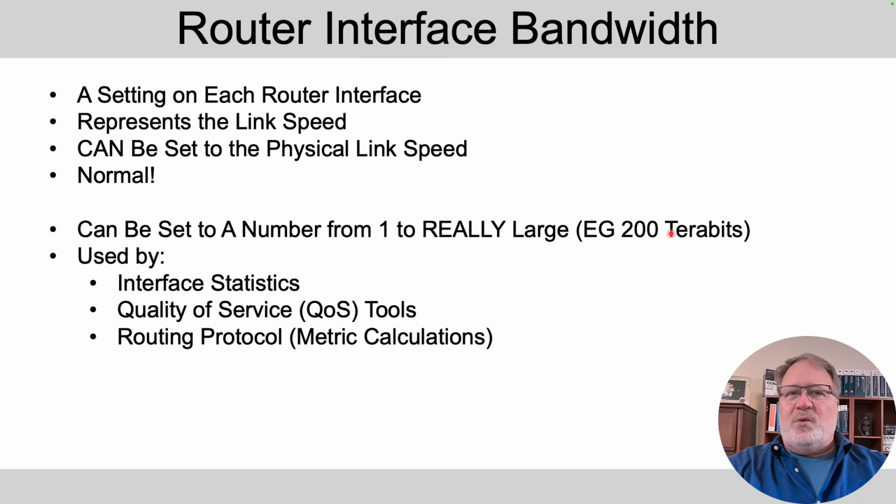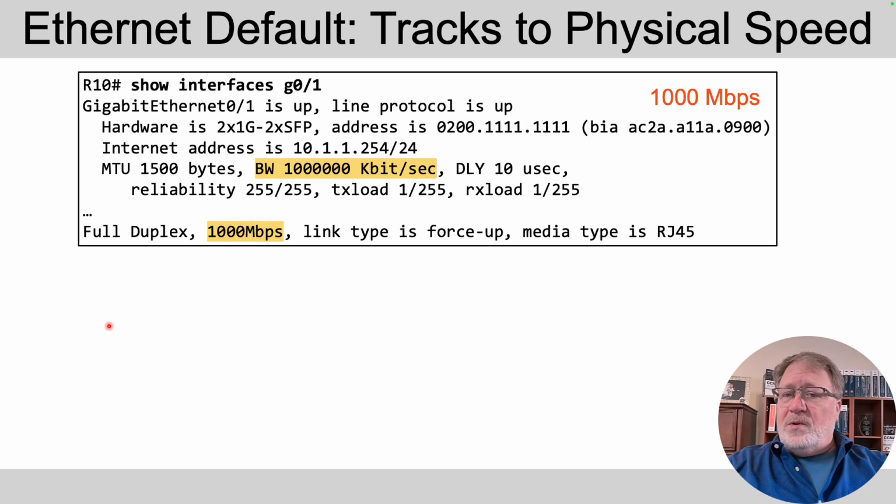So what's this software setting meant for? Well, it's used by interface statistics, it's used by quality of service tools, it's used by routing protocol metric calculations. So it could be that you want to use the same number that represents the speed used by the physical interface, and it could be in some cases that you want to use a different number, all right? You've got flexibility.